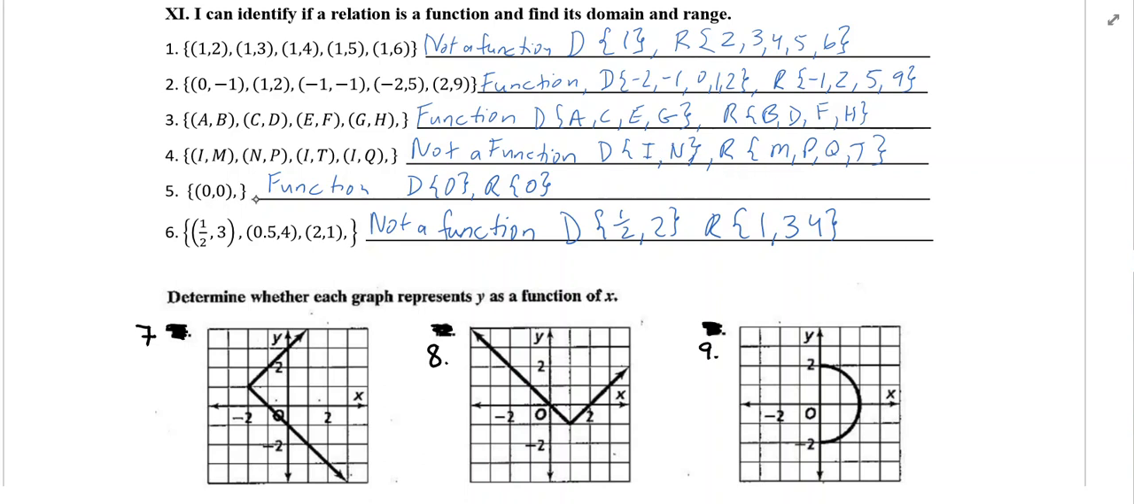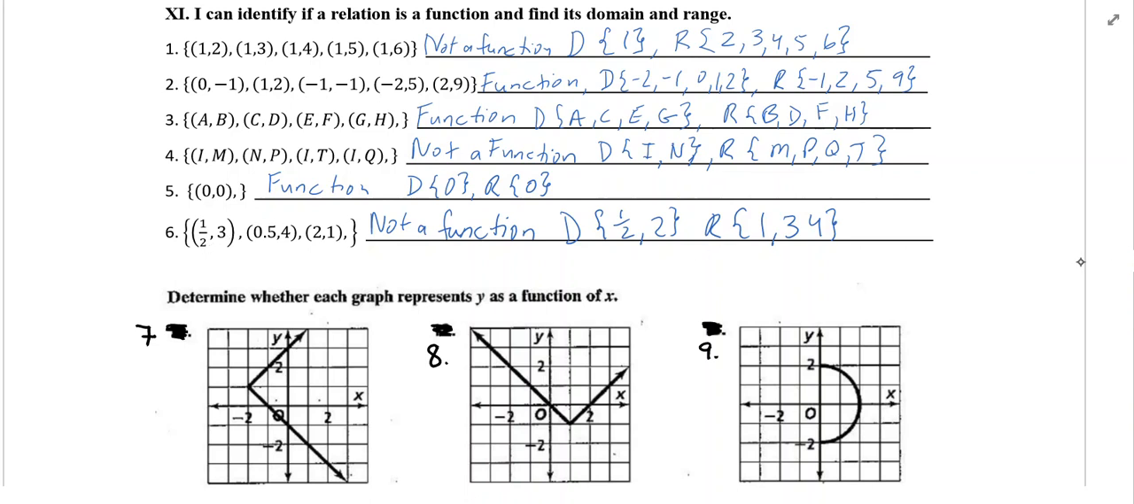All right, for number 5, it follows the rules of being a function. So here's the domain and range. And number 6, not a function, because remember, 1/2 and 0.5 are the same. And so when you plugged in your x value, you got 2 different y values, so not a function.